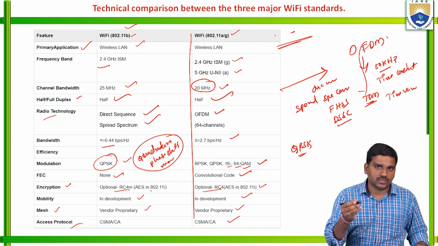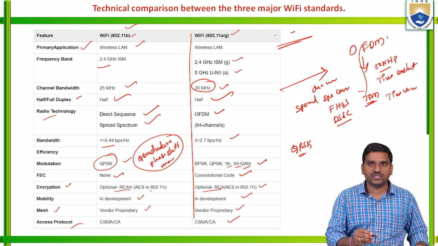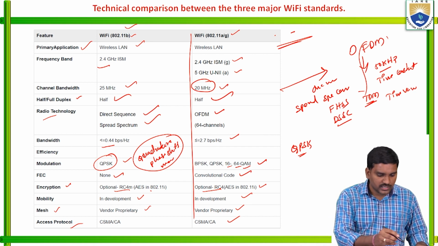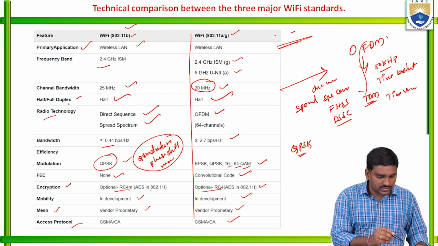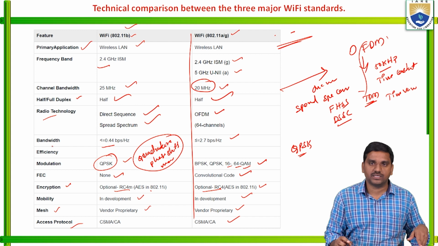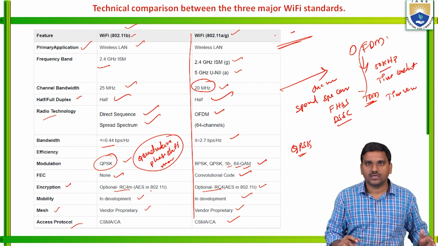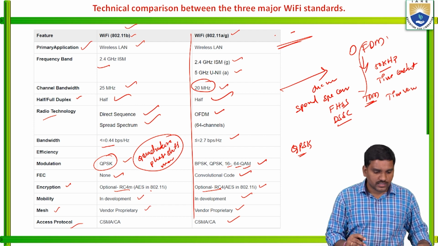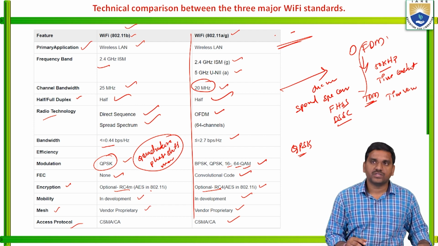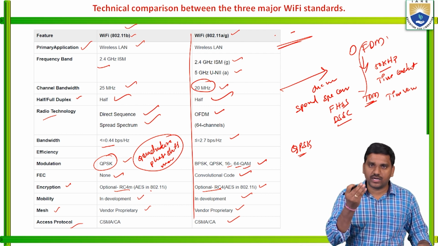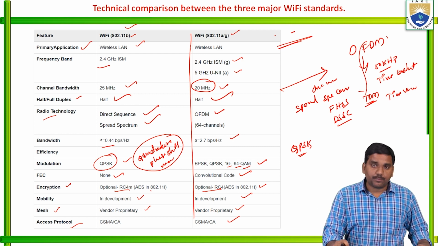So among all the features, most of the features are similar, but the difference is in frequency band, channel bandwidth, and radio technology. In terms of bandwidth also, there are a few variations between 802.11b and 802.11a and g. So this is the technical comparison between the three major Wi-Fi standards: 802.11b, a and g. So these are the comparisons.